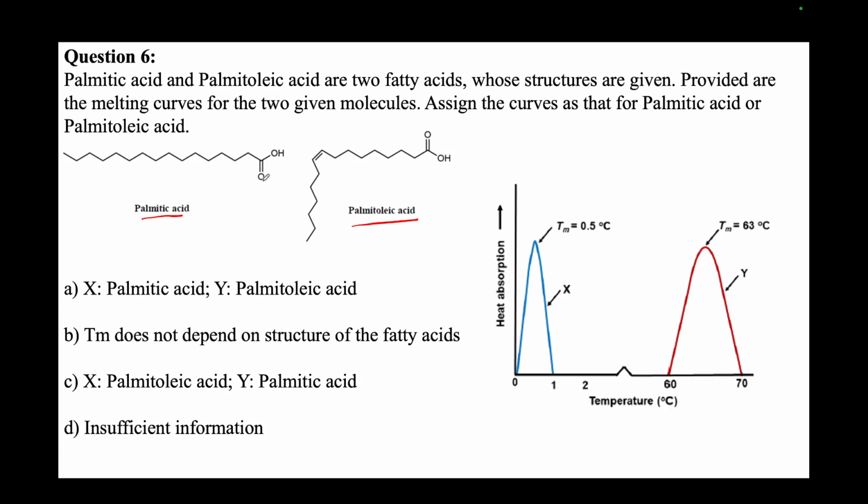So the melting curve is dependent on what? It is dependent on the structure, right? How it is dependent on the structure, we will see. So if we have a straight chain fatty acid, what do you mean by straight chain? There are no bends in this. All the bonds are single bonds. So it's a straight chain, right?